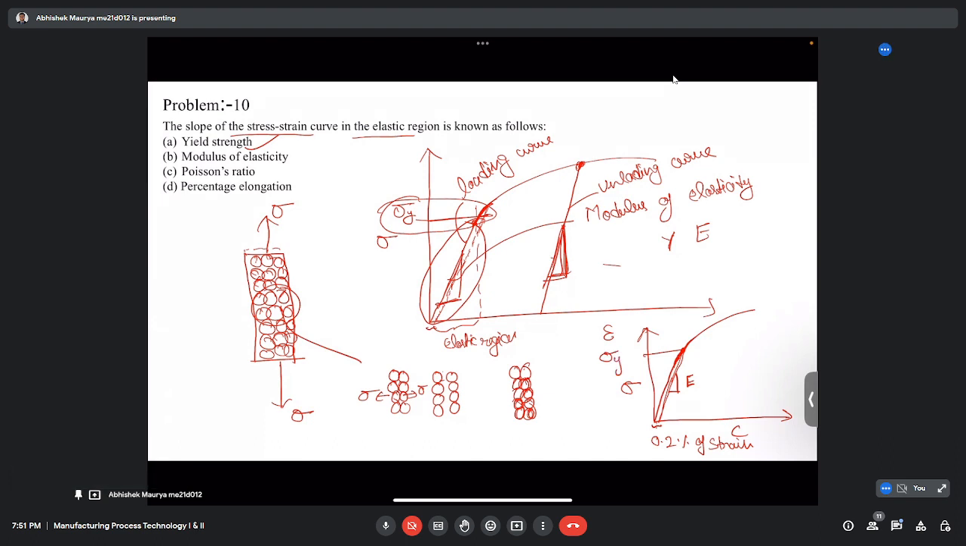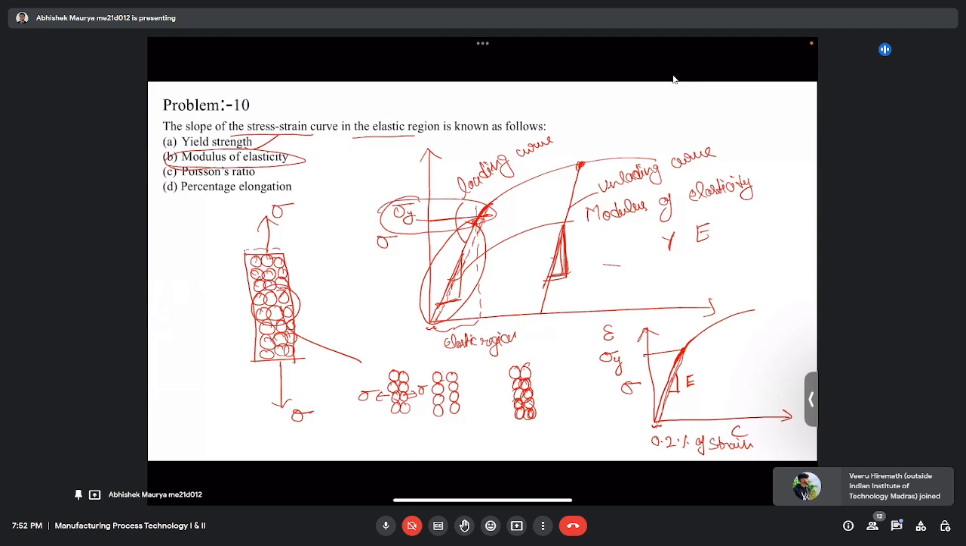And if it is clearly distinguishable, then we don't need to do this. Then directly we can visually see where this transformation happens. Otherwise, we use this standard method. So, modulus of elasticity is the slope of the stress strain curve in the elastic region.